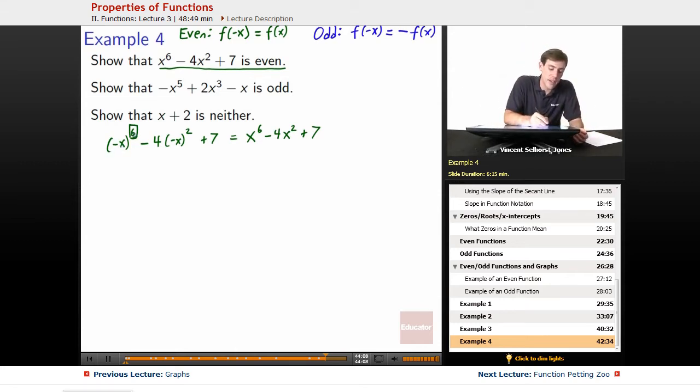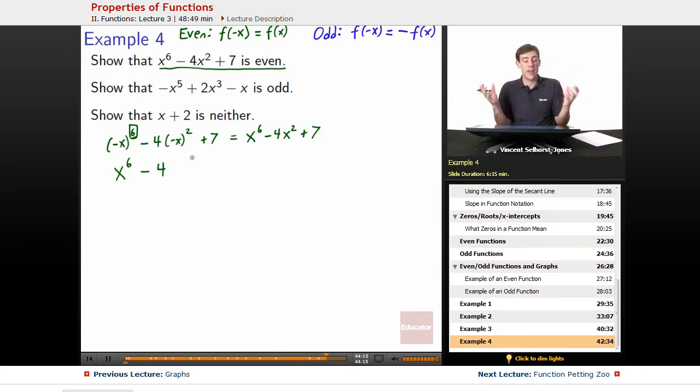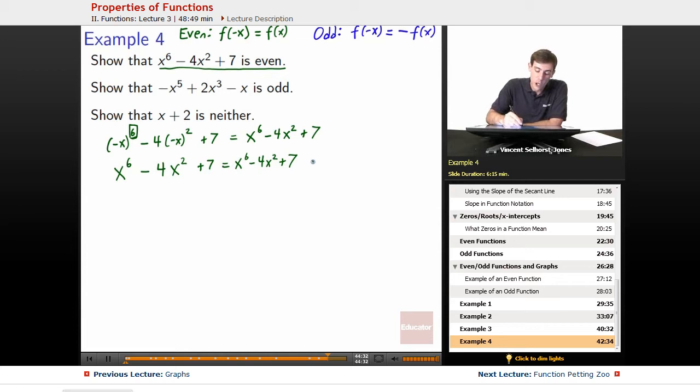So we've actually got negative x to the 6th, the same thing as if we just said x to the 6th. Minus 4, same thing here. Negative x times negative x cancels and just becomes plain x squared, plus 7, equals x to the 6th minus 4x squared plus 7. Turns out that it has no effect. If we plug in a negative x, it's the same thing as if we plugged in the positive x. Plugging in a negative version of a number is the same thing as plugging in the positive version of a number. So it checks out, it is even.